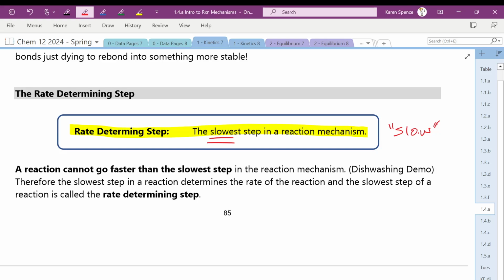So who's the rate determining step? Who's determining how fast this process can go? Caden, because he is the slowest step.